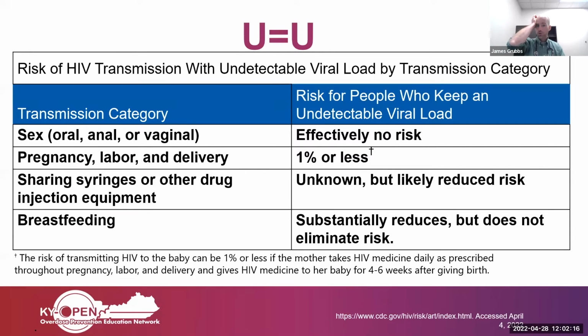We talked about U equals U, which means an undetectable viral load for someone with HIV means that they're effectively untransmissible. And we talked about how that's mainly been shown for sexual transmission, particularly for men who have sex with men, but also for heterosexual sex.